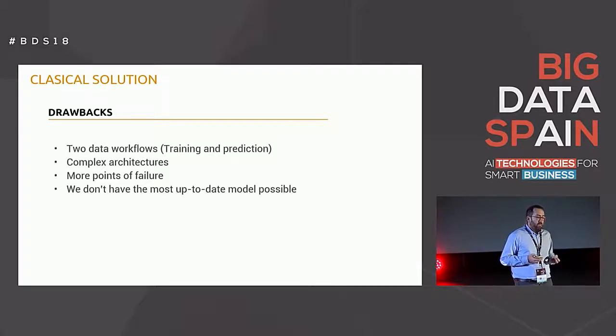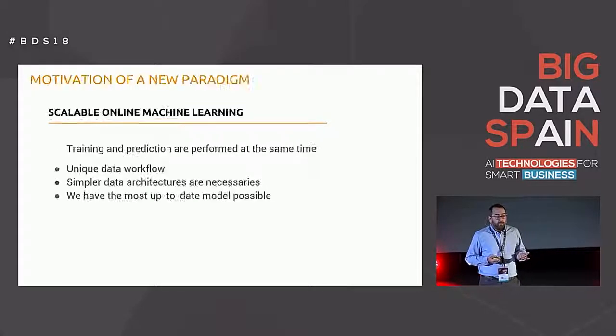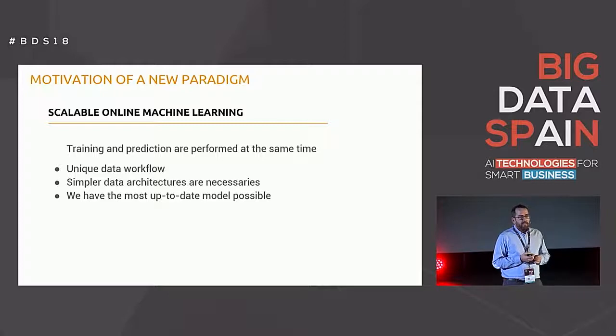Okay, these are the drawbacks of the classical solution, but how can we solve them, or what is the idea of scalable online machine learning? The idea is to train and predict at the same time, and in the same solution, in the same data workflow.